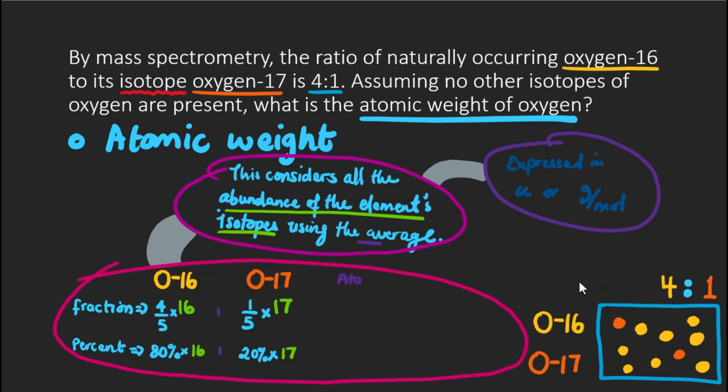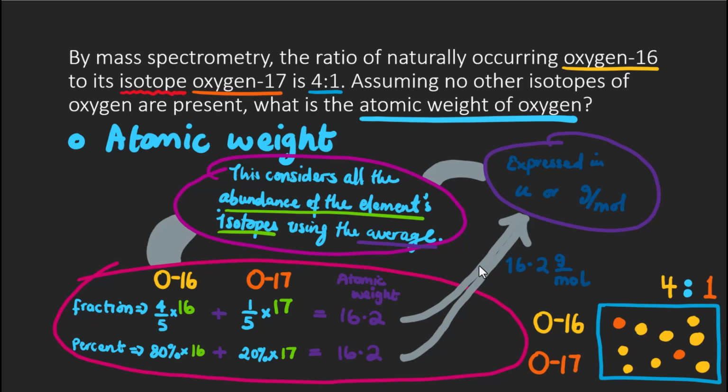Now, for the atomic weight, we add all the values together, and as you can see, we get the same value, which is 16.2. The unit of the atomic weight of the element is always in grams per mole, and the value is never a whole number but a decimal.